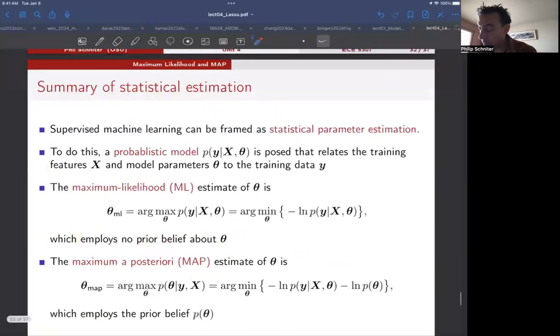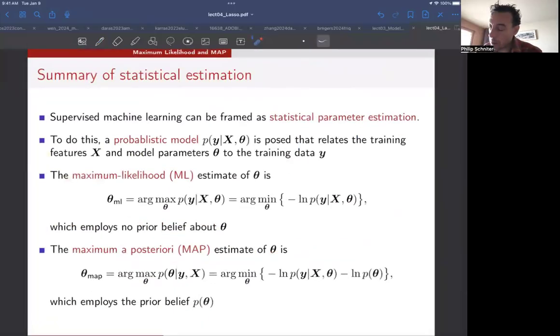Okay, so just a summary to wrap up this stuff. Supervised machine learning can be framed with statistical parameter estimation. To do this, we start with a probabilistic model of our data. We investigated the linear Gaussian case as an example. And then maximum likelihood is just maximizing that probability model, or equivalently, minimizing the negative log of that model.